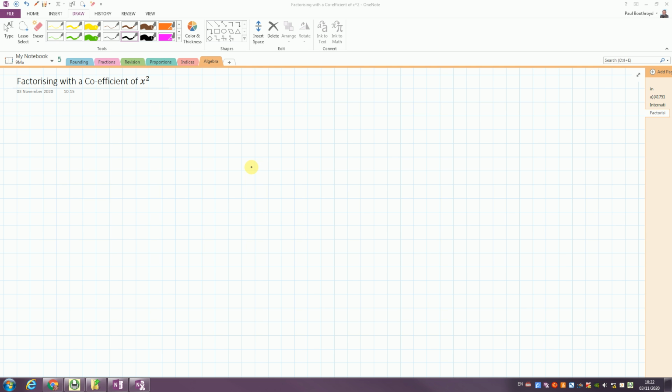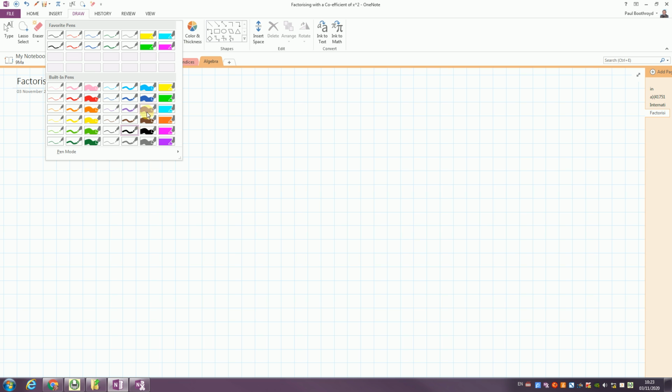Okay, we'll just do a quick recap on factorising when there is a coefficient of x squared. So we're talking about expressions like v squared minus 6v add on 8. How can I find out what this needs to be to put it into two brackets?